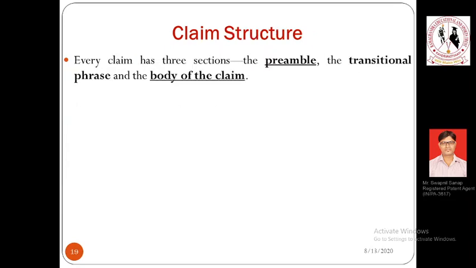Claim structure: basically every claim, by default, whenever it is said as a claim, has three parts or three sections to it. The first section is called the preamble. The second section is called the connecting phrase or transitional phrase. And the third is the body of the claim. When I show you the structure of the claim, I think these things will be clearer to you.